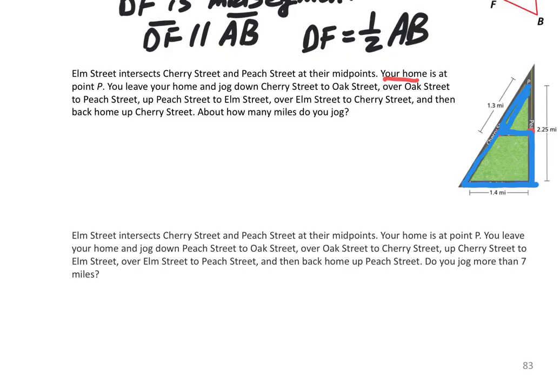Okay, so what we're going to do is fill in some pieces of information here. First of all, the first path that I took, I started at P and I went all the way down here. What would be this total length right here? 2.6, right? 1.3 plus 1.3. So I'm going to say 1.3 times 2, going down Cherry Street. Okay, and then we go over on Oak Street. Well, that's 1.4 miles.